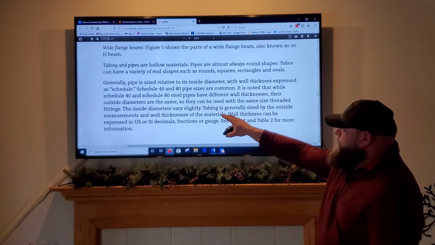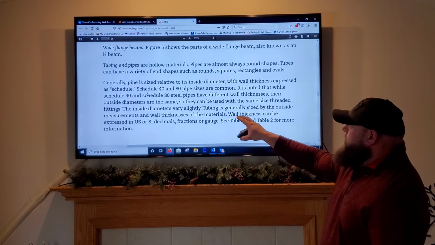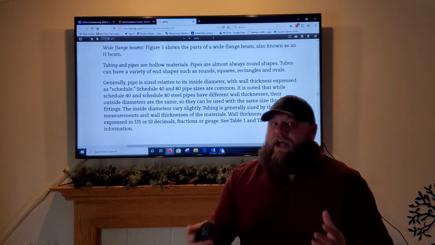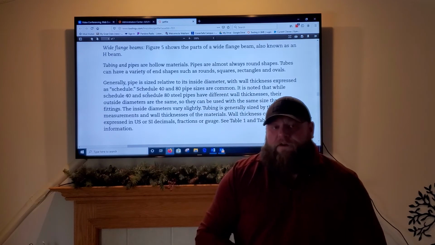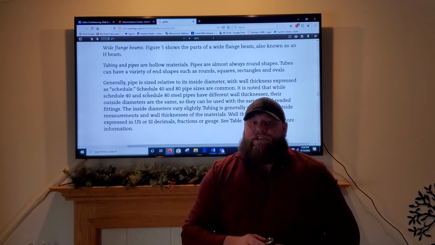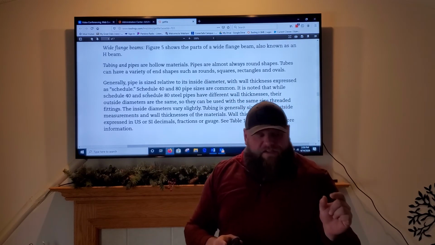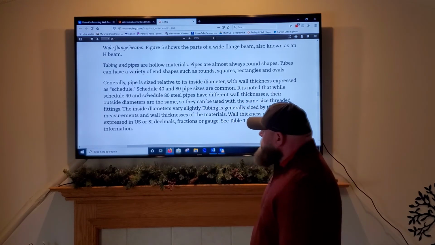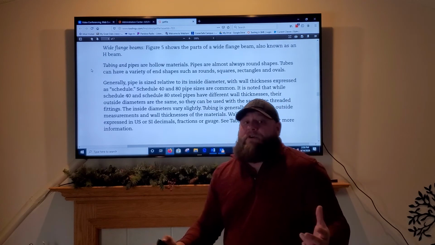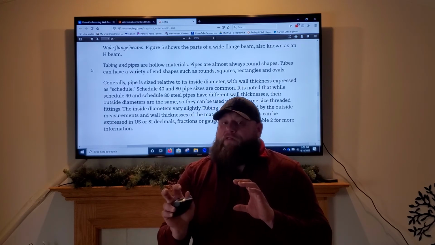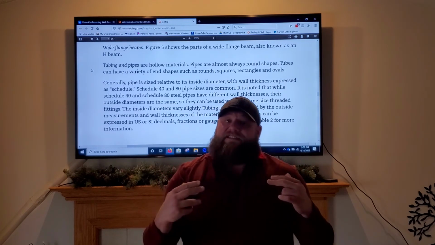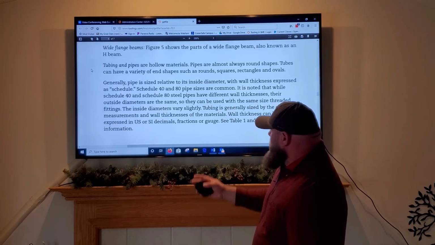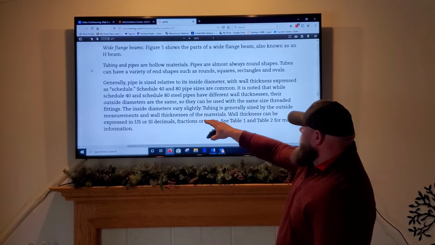It is noted that while Schedule 40 and Schedule 80 steel pipes have different wall thicknesses, their outside diameters are the same. So they can be used with the same size threaded fittings. So again, those are all standard outside diameters of the pipe itself. The difference is the wall thickness or the thickness of the material itself. Schedule 40 is a thinner thickness, or a less thick schedule than Schedule 80. Schedule 80 is a higher thickness wall measurement. The inside diameters vary slightly. Obviously, if the outside diameter stays consistent and the wall thicknesses vary, the inside diameter is going to have to vary as well. Not a lot though, because there's not a whole lot of difference between 40 and 80 schedule pipe, to be honest with you.